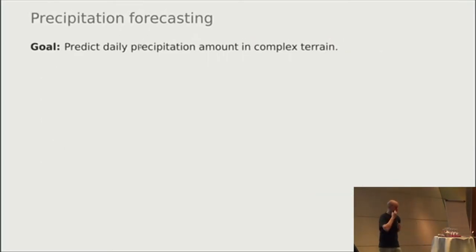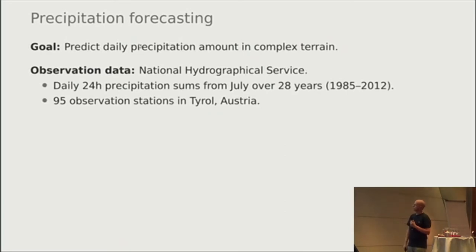Okay, so let's look at the precipitation forecast. So the goal is daily precipitation amount, and we want to do it in a complex terrain like the Alps around it. And the response that we're trying to predict, we get from the National Hydrographical Service, and we have daily 24-hour precipitation sums, and we just took July as an example here, which is the month with most precipitation in Innsbruck, and we have data for 28 years, so daily data over 28 years for an entire month.